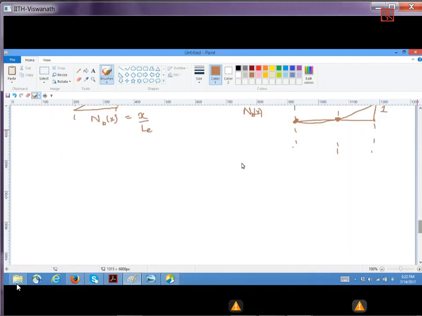Now similarly, NC of x is, this should be a unit, and it should be 0 at these two points. So this kind of a quadratic thing. I am not drawing it properly because I am very poor at handling this pen device, but I think you got my point. So this is point A, this is point B, and this is point C. So these are the shape functions.